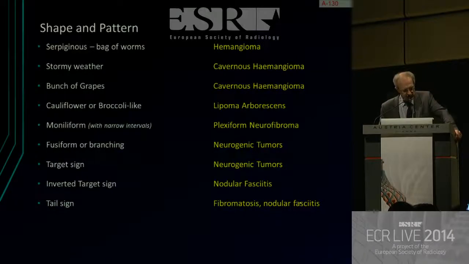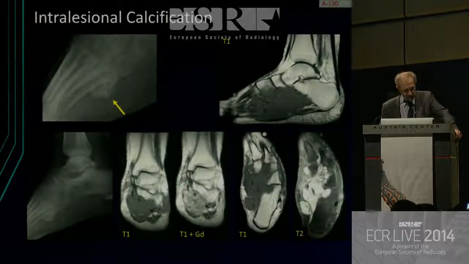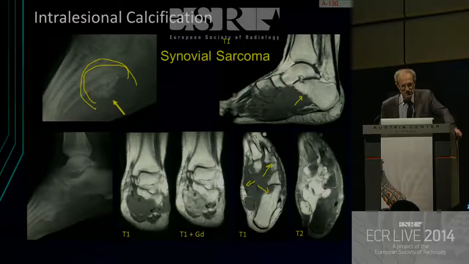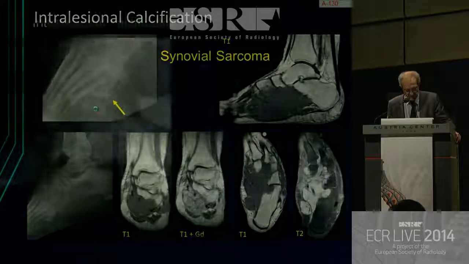So you can use the shape and a pattern to make a diagnosis. Sometimes we have intralesional calcifications which can help us. And here I have an X-ray with a calcification, and on MRI it's a nonspecific lesion. I just can say it's an aggressive lesion which is destructing the bone, which is invading the soft tissues, typical low signal intensity T1, high signal intensity T2, and enhancing. But this calcification helps you to make the diagnosis of a synovial sarcoma. So think of synovial sarcoma when you have calcifications.